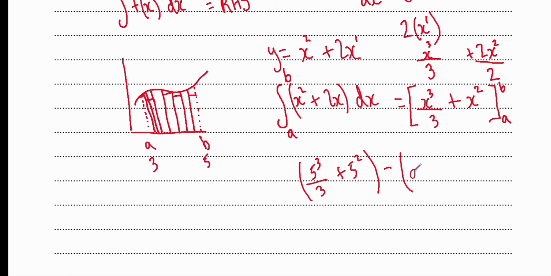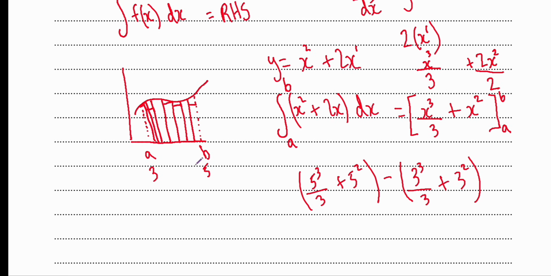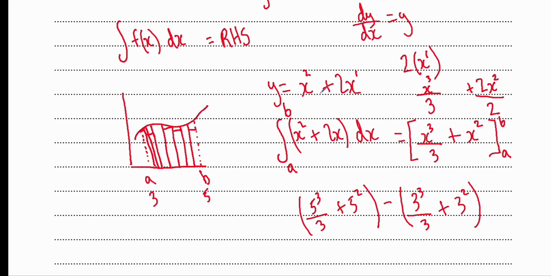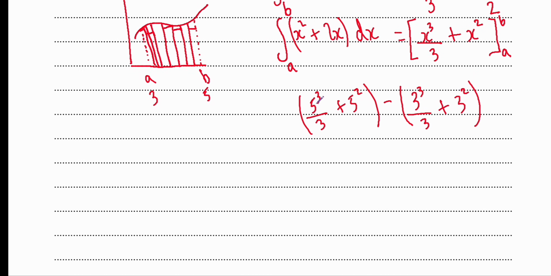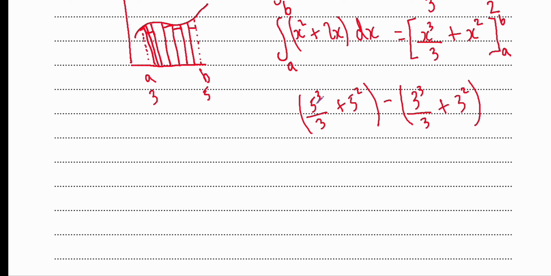So let's say a is 3, so we have 3 cubed over 3 plus 3 squared. And that would be your final answer. That would be your answer for the area underneath the curve between a and b for the curve y is equal to x squared plus 2x. Now, let's say you didn't want to find the area between any bounds. Let's say you just wanted to integrate.